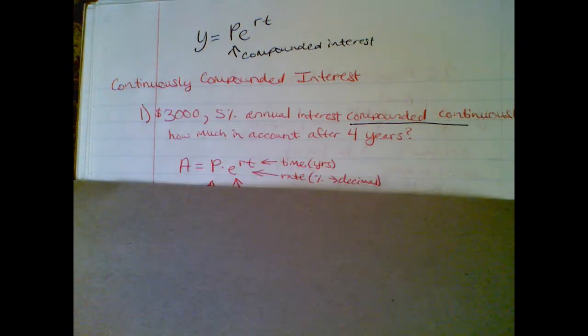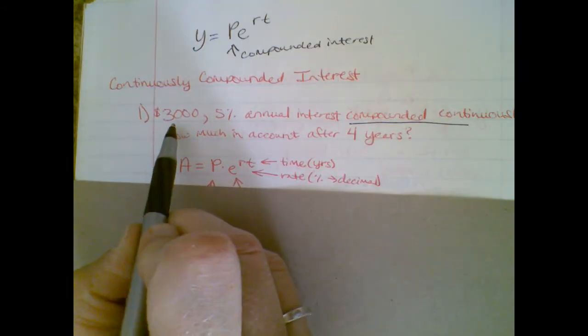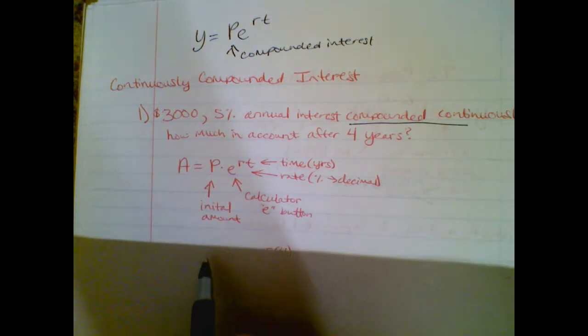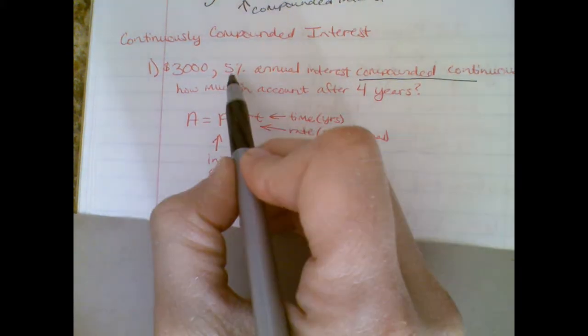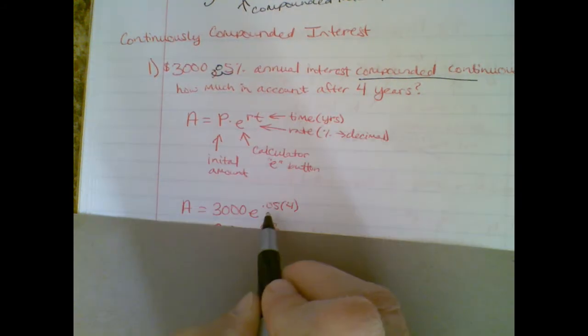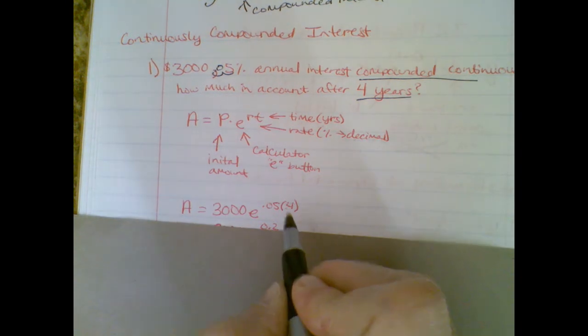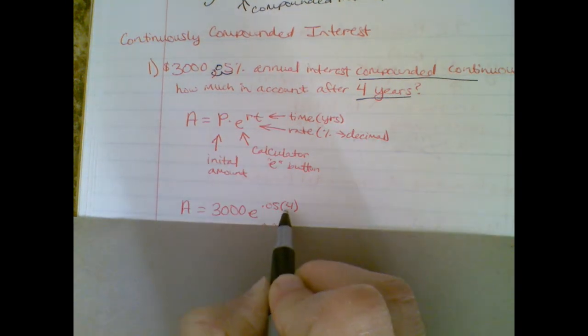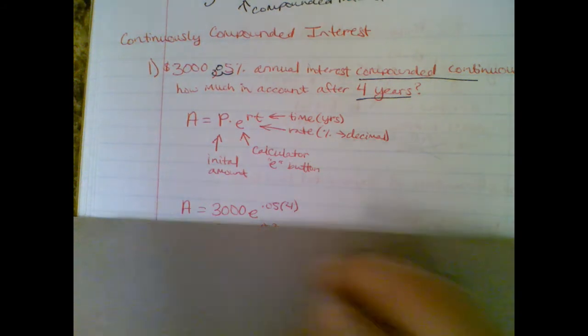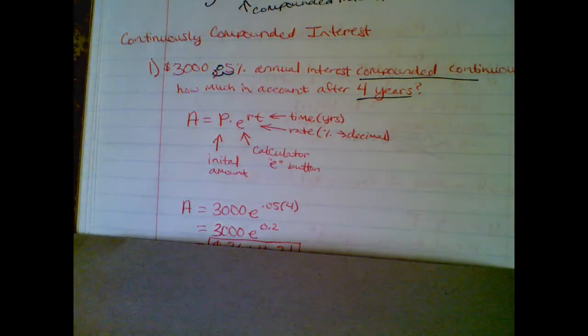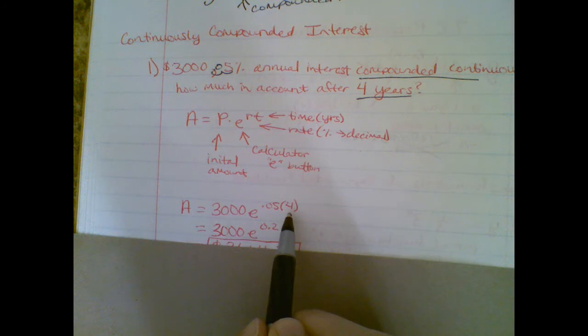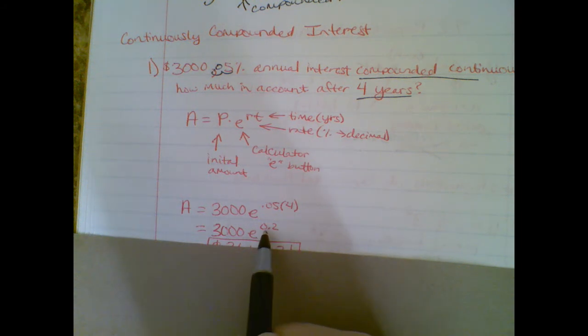Okay, so our $3,000, that's our initial amount, so we're going to plug that in for our P. Our E, we just keep the E and push that E button on our calculator. Our 5%, we're going to change that to a decimal by moving the decimal back 2 places, so 0.05. And after 4 years, so we plug in 4 for our T. Notice the 0.05 times 4 is all in the exponent spot. So from here, I would take 0.05 times 4 and just multiply those, get 0.2.